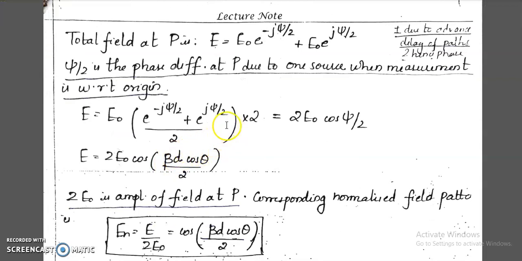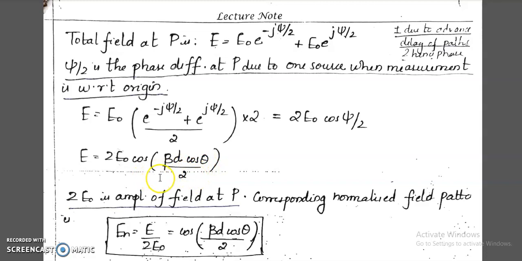For that we multiply and divide by 2. So this is in the form of a cosine term. So we can get 2E0 into cos psi by 2. And we know that psi is equal to beta d cos theta. Substitute here. So the electric field is equal to 2E0 cos (beta d cos theta by 2).